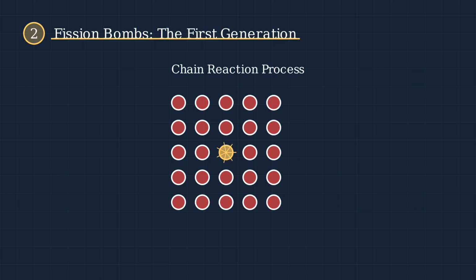This reaction begins with a single atom splitting. Then, those neutrons trigger more atoms to split, which release even more neutrons. This rapidly multiplies, creating an explosive chain reaction that releases enormous energy.